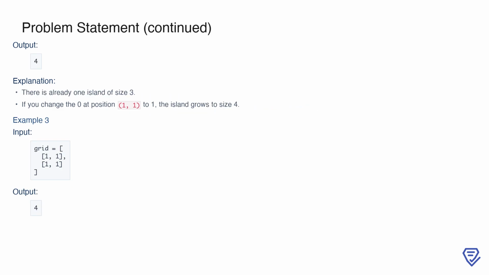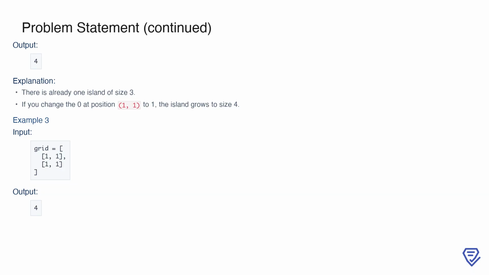In the second example, the input grid is also 2 by 2, but this time 3 of the cells are already land, forming an island of size 3. By flipping the water cell at position 1,1 to land, the existing island grows to cover the entire grid, reaching a size of 4. Therefore, the output for this example is 4. This case shows how to expand an already connected island to its maximum size by strategically flipping just one water cell.